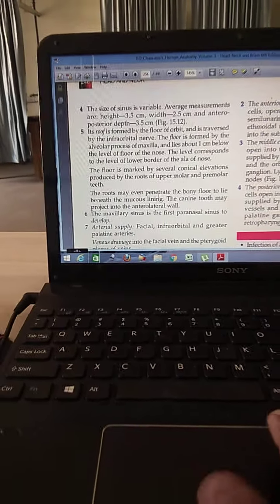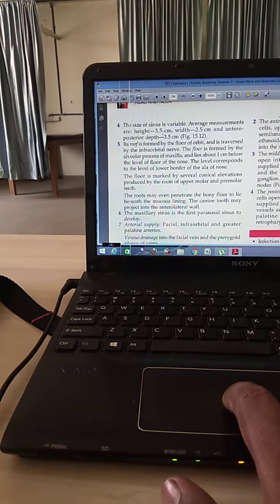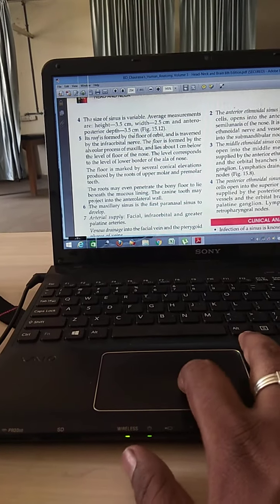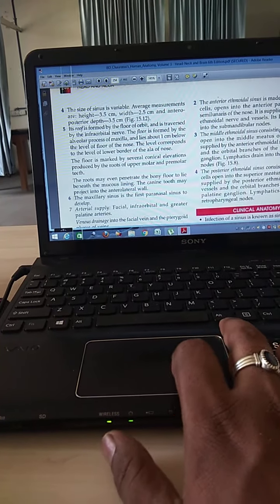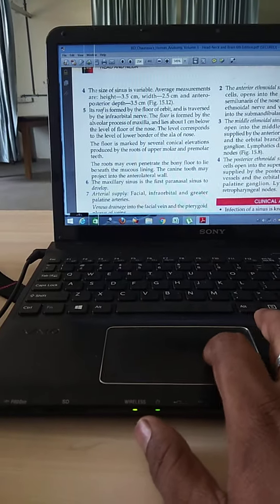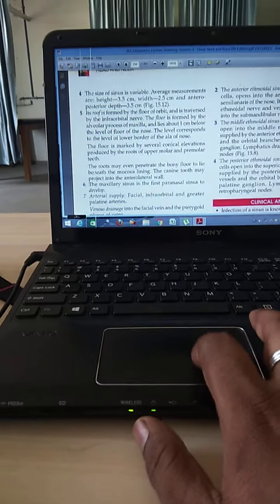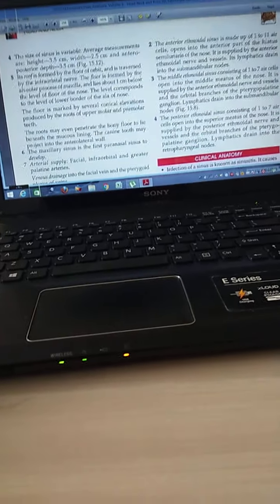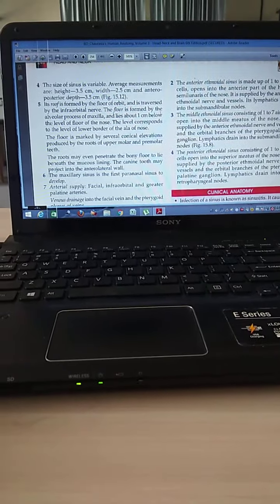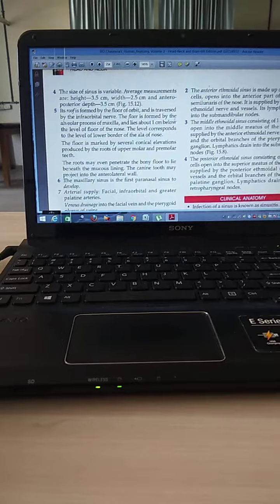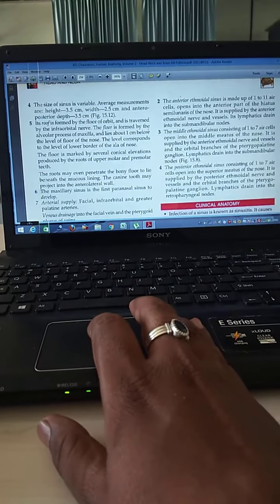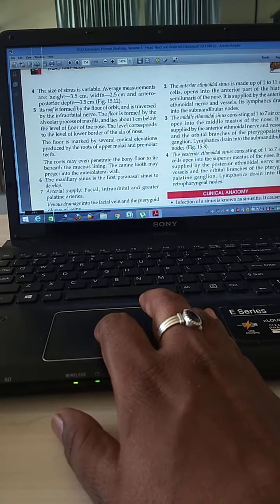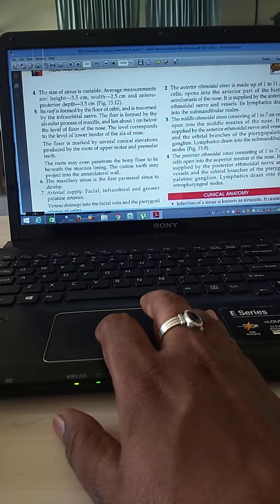Now this is the size of the sinus: vertical height is 3.5 cm, width 2.5 cm, and anteroposterior 3.5 cm on average. The roof is formed by the floor of the orbit and is traversed by the infraorbital nerve, and the floor is formed by the alveolar process. The maxillary sinus is the first paranasal sinus to develop.